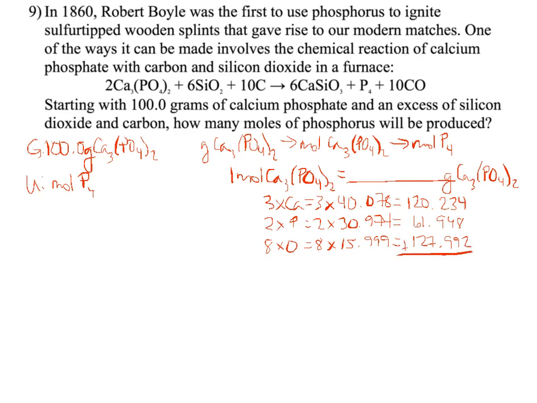And then we have to add all those up, and you get 310.174. And then you do your mole-to-mole ratio: blank moles of calcium phosphate equals blank moles of phosphorus, P4. So we use our coefficients for this. 2 moles of calcium phosphate for every 1 mole of phosphorus, and we use a 1 because there's no number in front. So this is a 2 to 1 mole ratio.